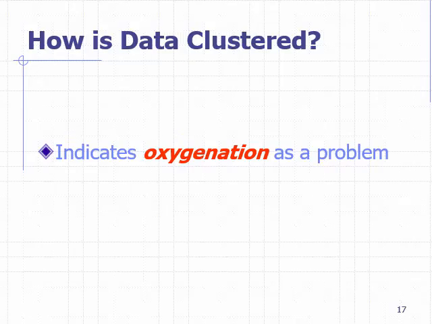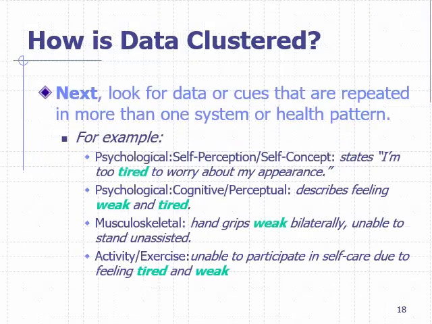So what problem is indicated by this data cluster? It indicates an oxygenation as a problem for this patient. So next, look for data or cues that are repeated in more than one system or health pattern. For example, when referring to your holistic accumulation of data, if you go back and look at slide 11, you glean information from the different categories.